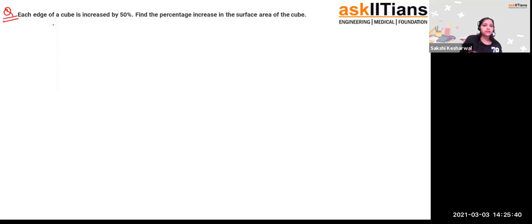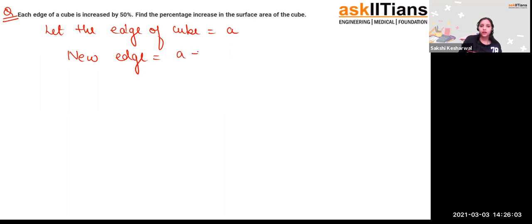The question says that each edge of the cube is increased by 50%. What is the percentage increase in the surface area of the cube, right? So let the edge of the cube be A, right? It got increased by 50%. So the new edge will be how much, beta? The new edge is equal to what? A plus 50% of A, right or not, right? So this is equal to what? A plus 1 by 2.